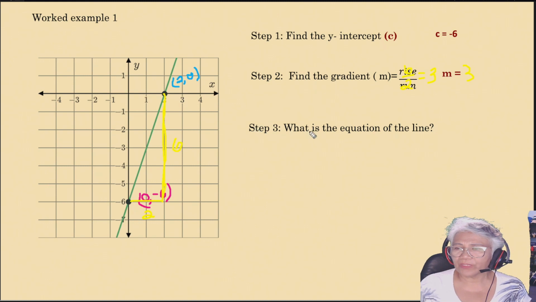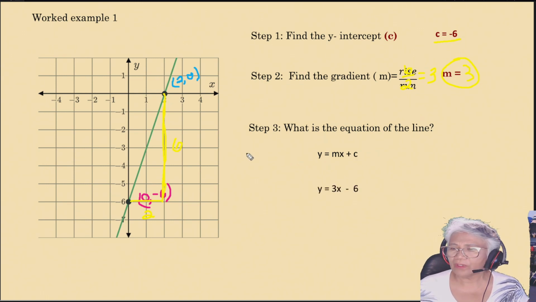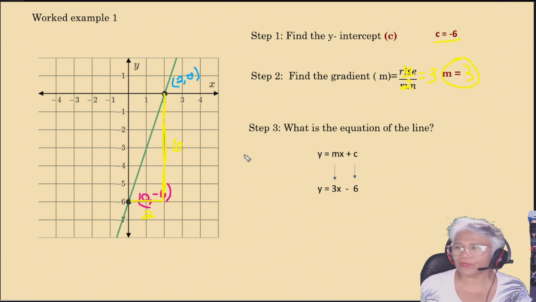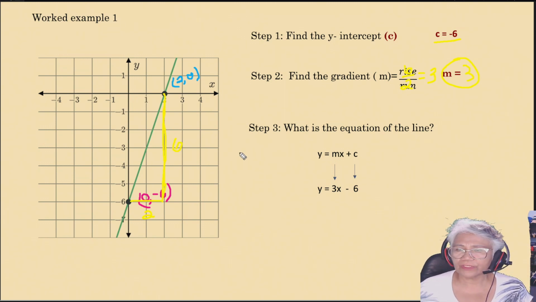Now step 3, what is the equation of the line? So we just need this one. This is your m and that is your c. So we're going to have now y equals 3x minus 6. So that's your m and that is your c. That is the equation of the line. Okay, now let's go to the next one.